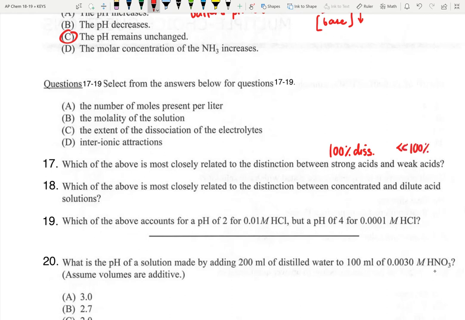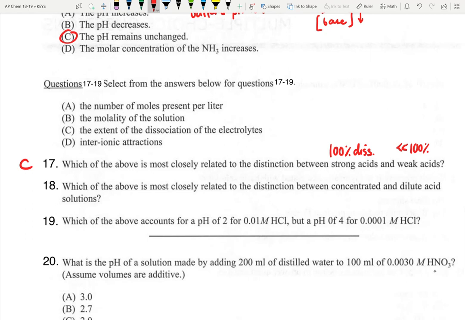Usually it's in the neighborhood of 1, 2, 3%, or even less than 1%. So strong and weak acids, the difference between them is how much do they dissociate? How much do the ions come apart when that acid enters water? And so that's C, the extent of the dissociation of the electrolytes, the ions. How much do the ions come apart?